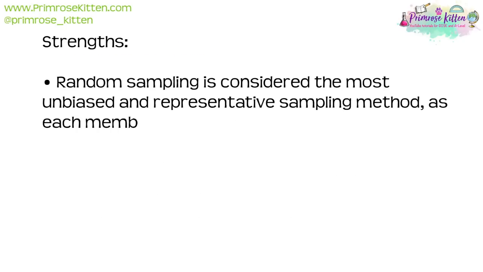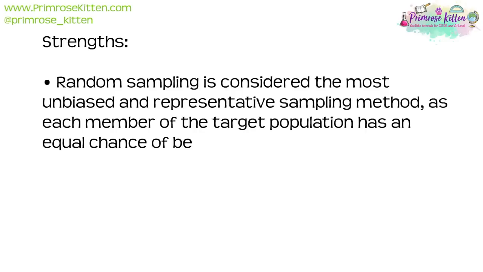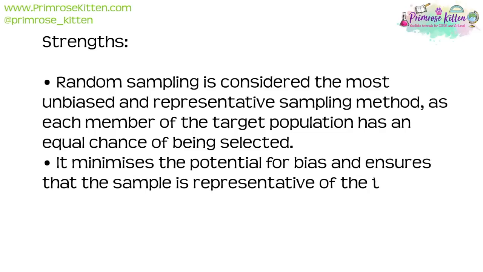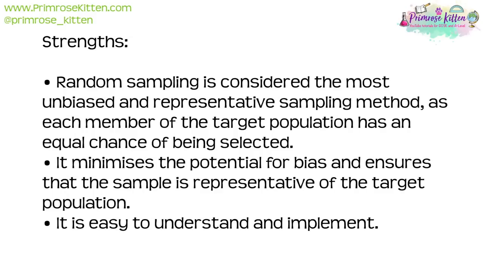What are the strengths of random sampling? It's considered the most unbiased and representative sampling method, as each member of the target population has an equal chance of being selected. It minimises the potential for bias and ensures that the sample is representative of the target population. And it is easy to understand and implement.